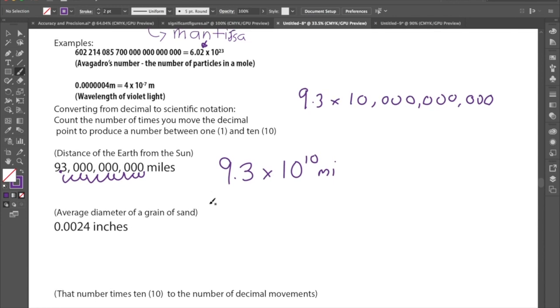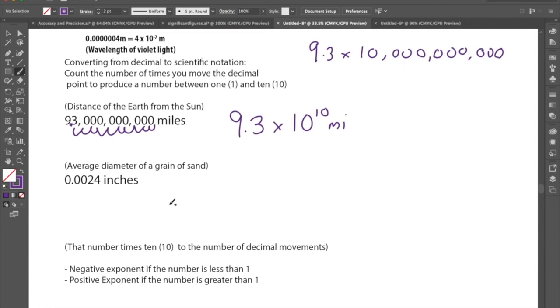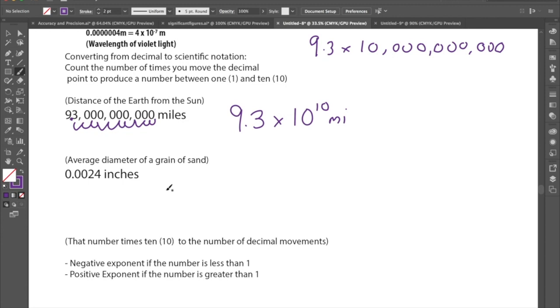Let's take a look at the reverse example. In this case, we're looking at the average diameter of a grain of sand, which is taken to be about 24 thousandths of an inch. Once again, let's take that decimal and move it to where the number would be between 1 and 10. 1, 2, 3 there, right? So that makes the number 2.4. So 2.4 is between 1 and 10, so we're going to write that out, 2.4.